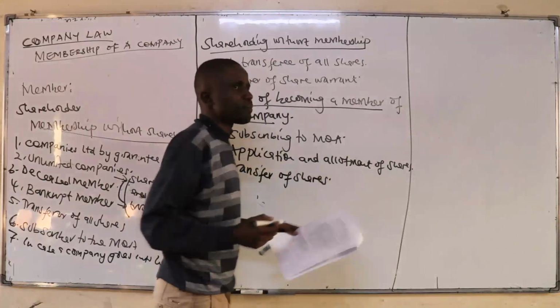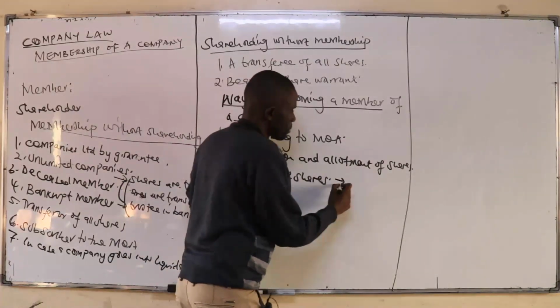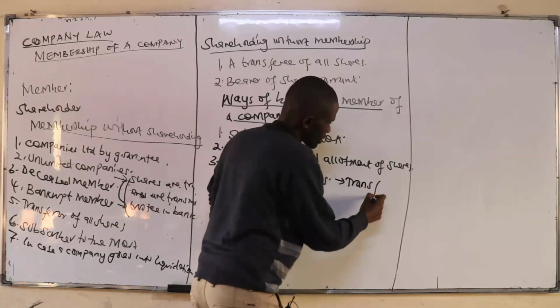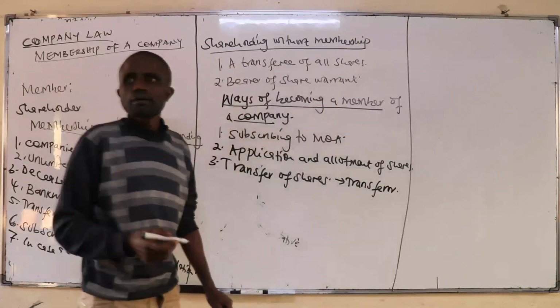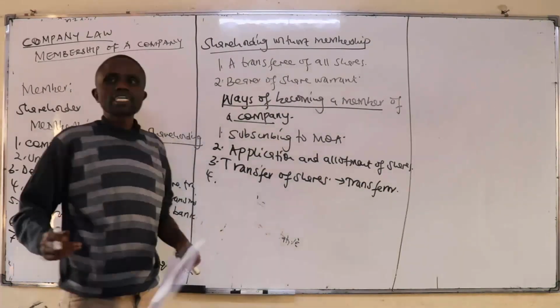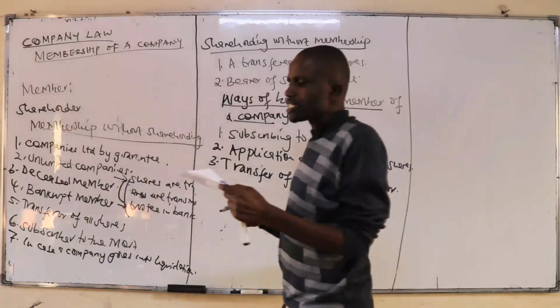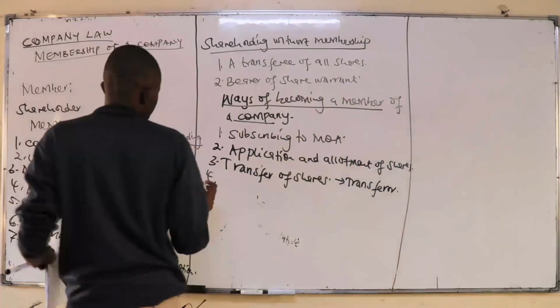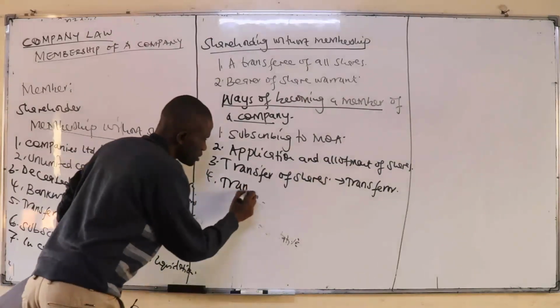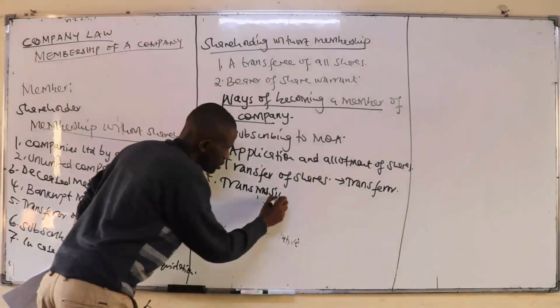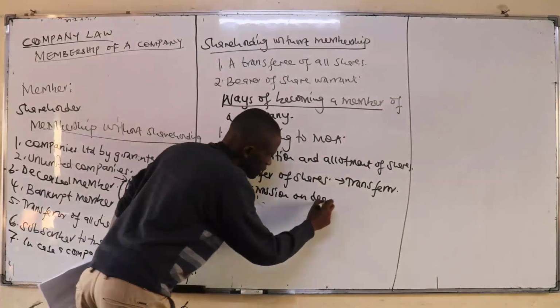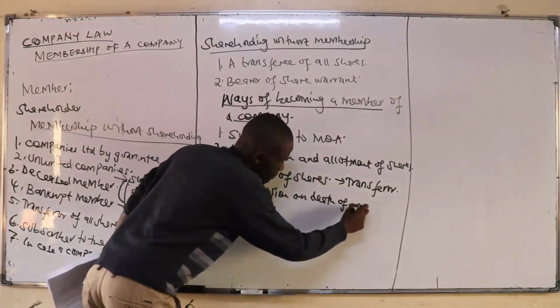Who becomes a member? Who is becoming a member? The transferor. The transferor becomes a member once shares are transferred to him. Are you together? Yes. Three, four, transmission on death of a member. Who becomes a member? Transmission on death of a member. Who becomes a member?